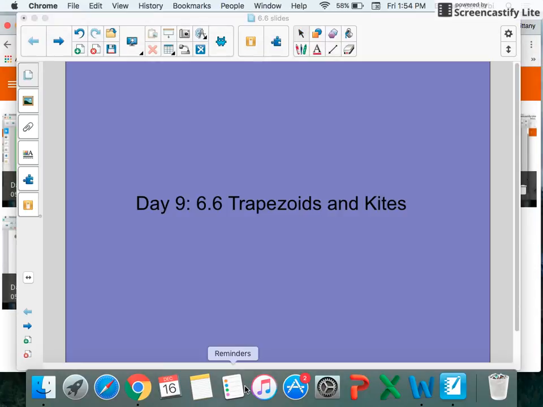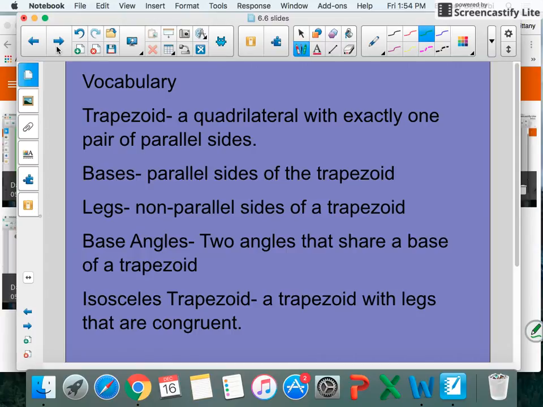Today, the shapes that we're going to look at are trapezoids and kites. We're first going to look at the vocabulary for a trapezoid. A trapezoid is a quadrilateral with exactly one pair of parallel sides. It has bases, which are the parallel sides, legs, which are the non-parallel sides, and base angles, which are the two angles that share a base.